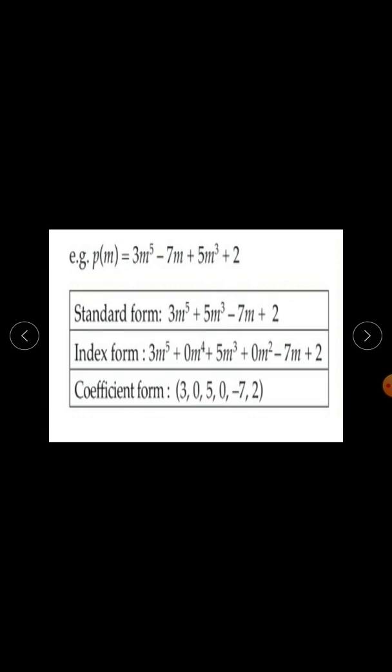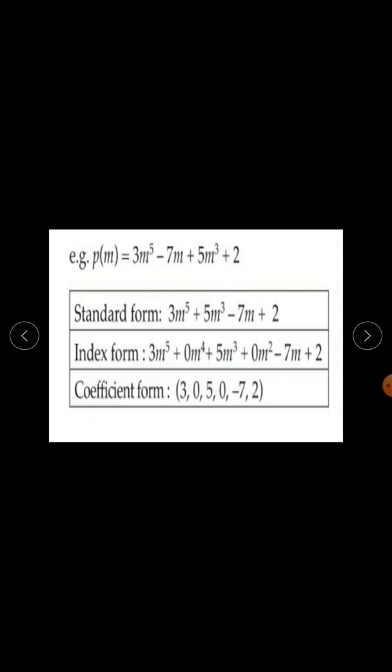So which term will come first? 3m raised to power 5. Next, plus 5m cube. Next, minus 7m plus 2. So if the terms of a polynomial p of m are written in descending powers of m, then such a form is called the standard form of the polynomial. For this example, the standard form is 3m raised to power 5 plus 5m cube minus 7m plus 2.